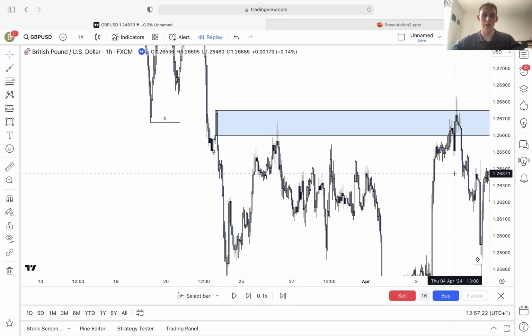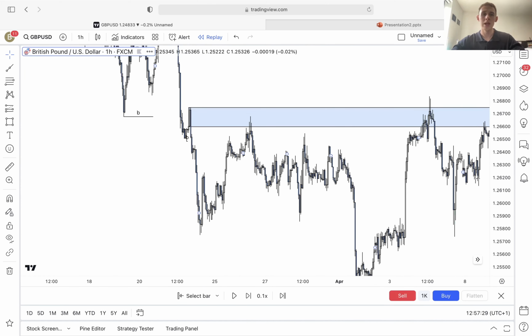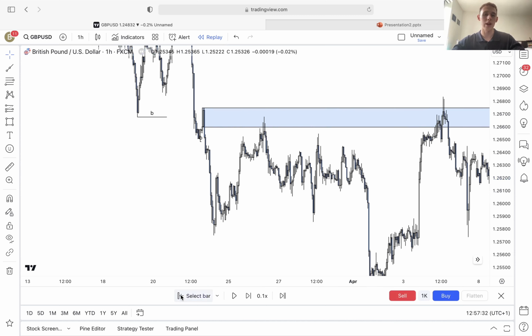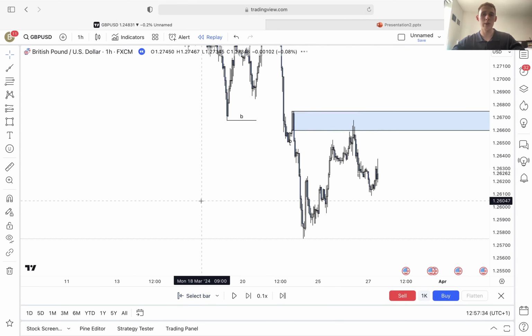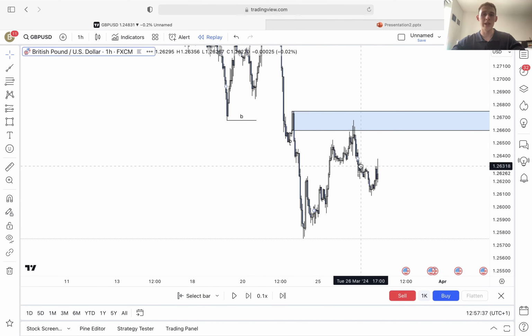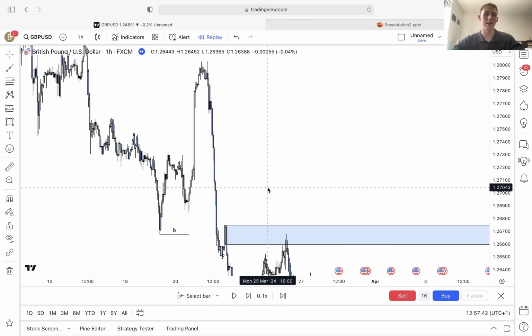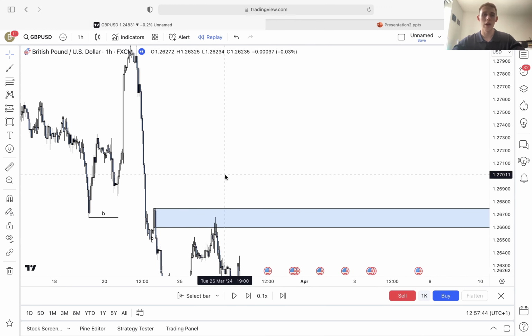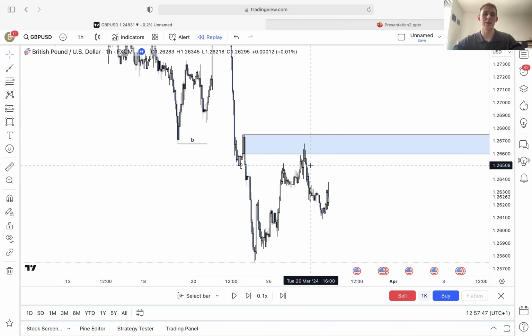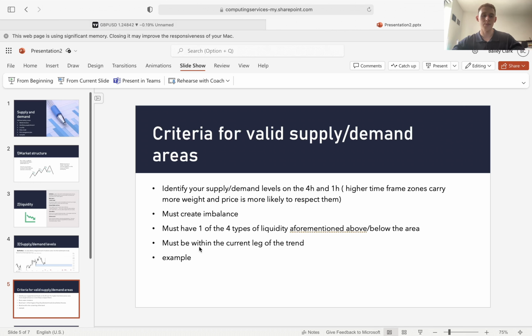It's quite hard to see, but it is one because we had a pullback, a push down, breaking the most recent low and forming a lower low. So this would basically mean that the current leg of the trend is between the high and the low. We don't want to be looking for sells if price comes above this area, because then we would have considered that to be a change of character for buys. We would consider it to basically be a trend change, and then we would no longer be looking for sells. So that is the third criteria, must be within the current leg of the trend.